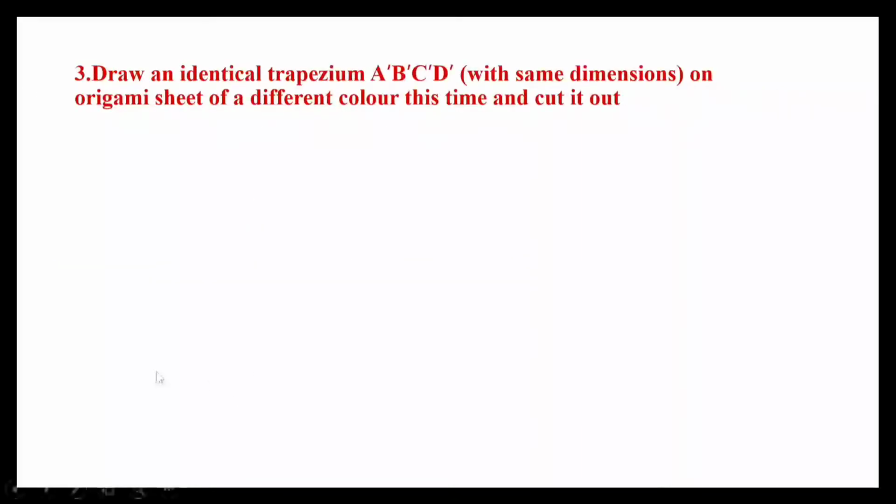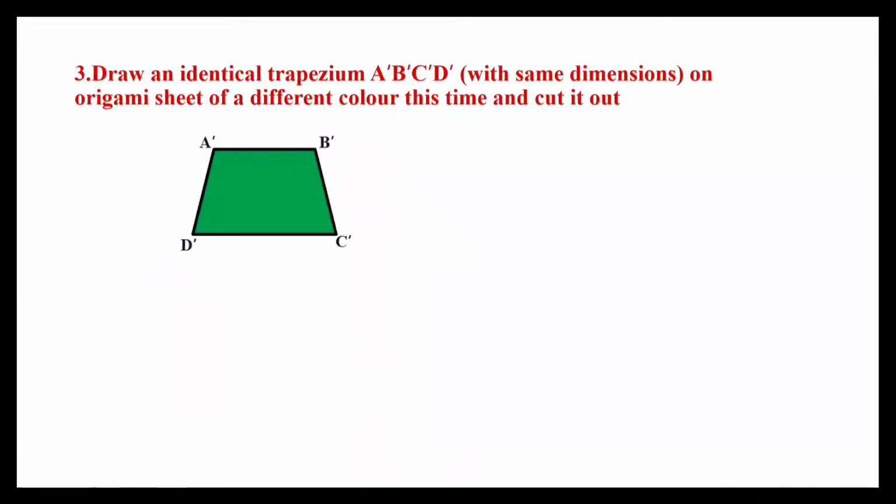Next, what I do is I draw an identical trapezium, exactly the same congruent figure as the trapezium ABCD, and I mark it as A dash, B dash, C dash, D dash. It's congruent, so it has to have the same dimensions. But this time I'll use a different color. There I had used the red color. Now I'm using green. You can use any two colors. So I have used red and green.